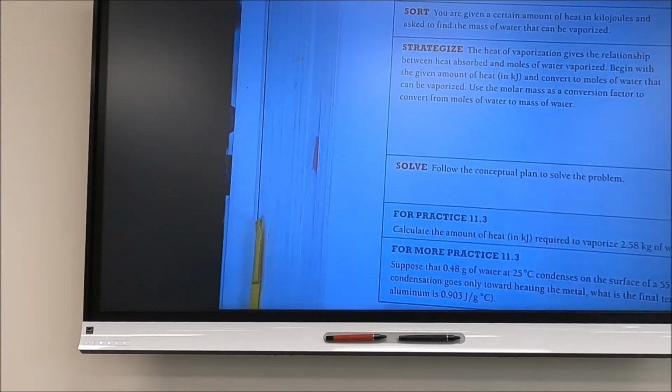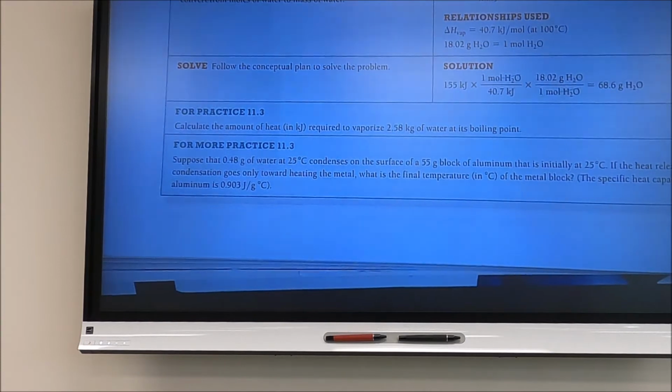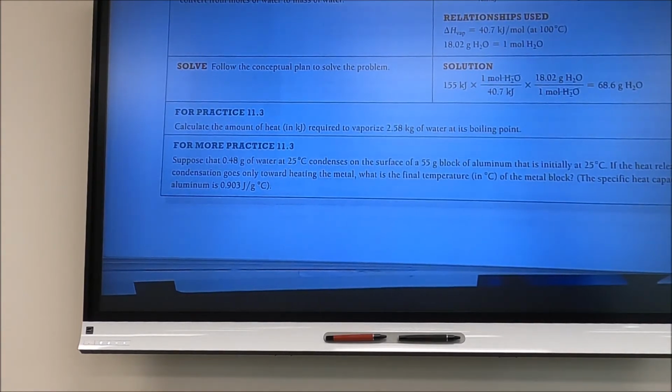Okay. If we look at the problem, it says calculate the amount of heat in kilojoules required to vaporize 2.58 kilograms of water at its boiling point. So we've got 2.58 kilograms of water. That means I have 2.58 times 10 to the 3 grams of water.